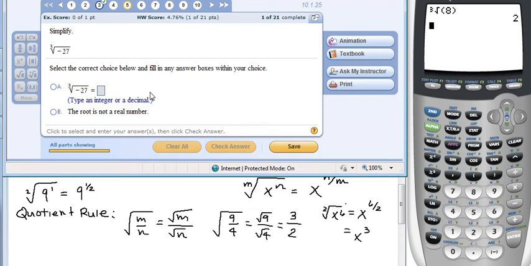How can I take the root of a negative? Well, I can if this is an odd index. If it's an even index, I can't. Then it's not a real number. We've already looked at that.